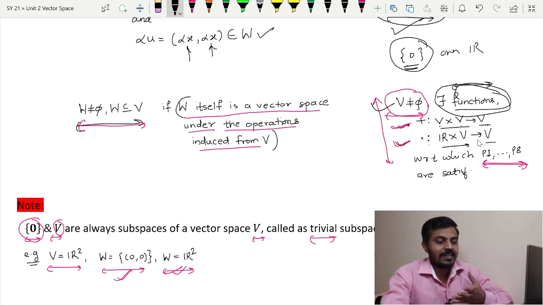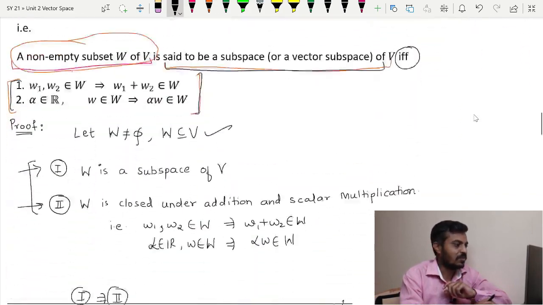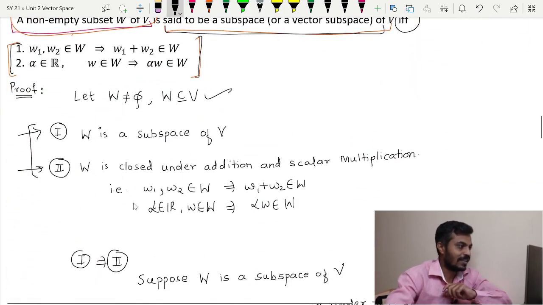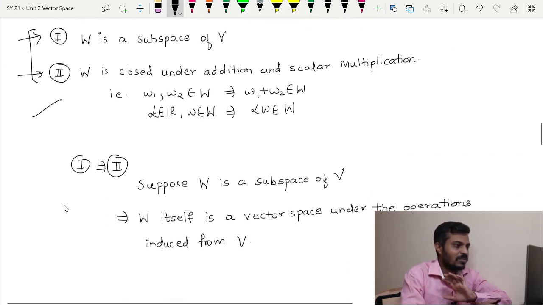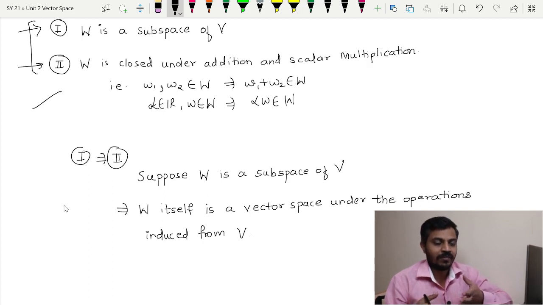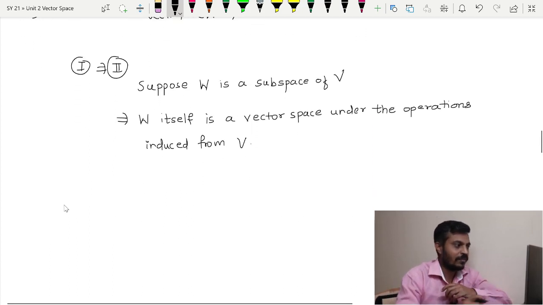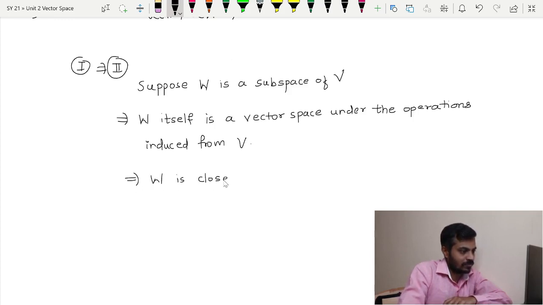So in other words, it means that this W is closed with respect to addition and scalar multiplication, and that is exactly what we have to prove, right? Do you see this second one? That is exactly what we have to prove. So actually 1 implies 2 is very straightforward and clear. It directly comes from the definition of vector space itself. So this implies, I will say here, W is closed under addition and scalar multiplication.